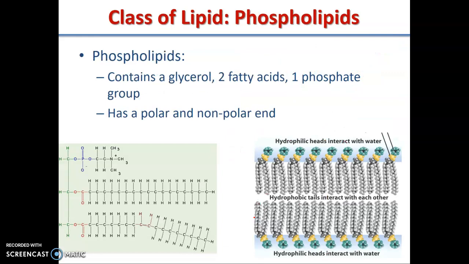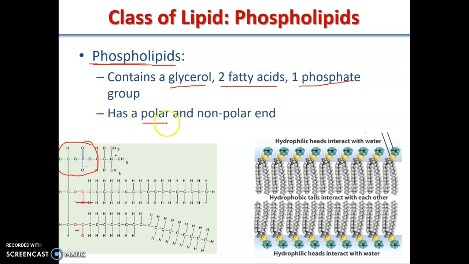The next class is phospholipids. This should sound vaguely familiar to you. Our phospholipids are what makes up the membrane of our cells, that double phospholipid layer. And so here you have a glycerol. Now you only have 2 fatty acids, and you have a phosphate, which gives you that phospho of the lipids. So here's our phosphate group. Here's 1 fatty acid, 2 fatty acids.